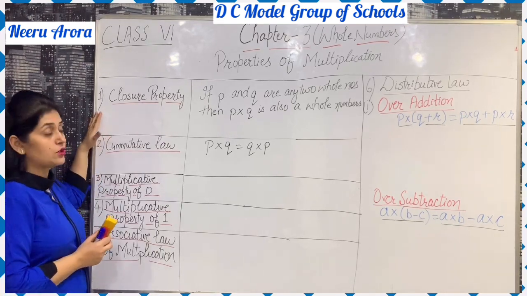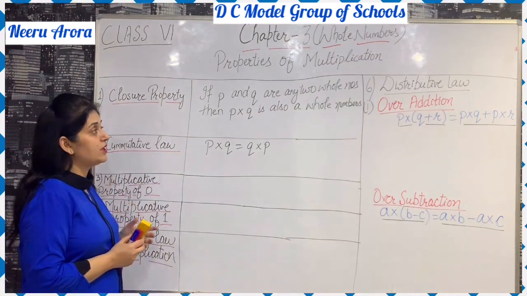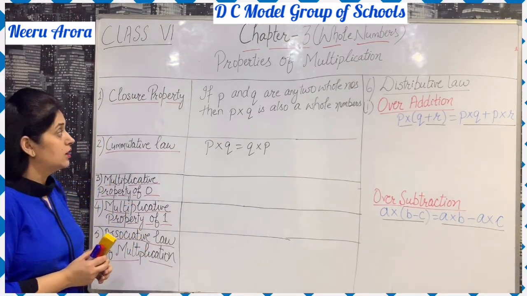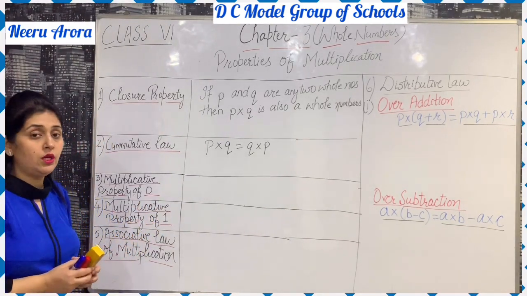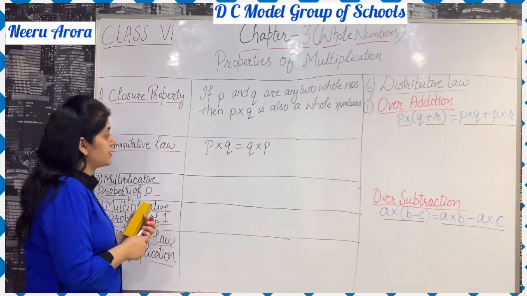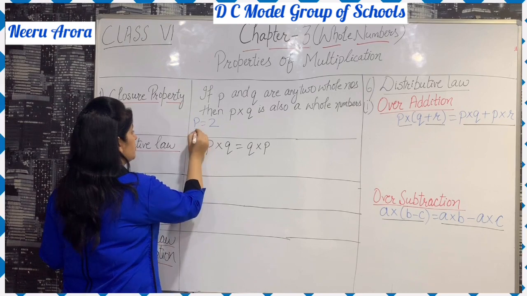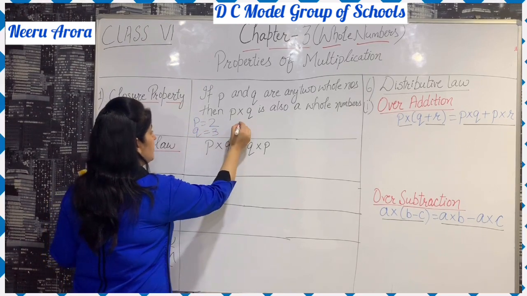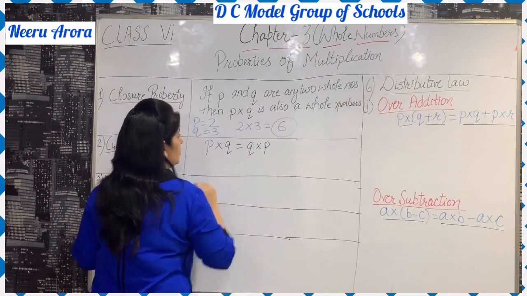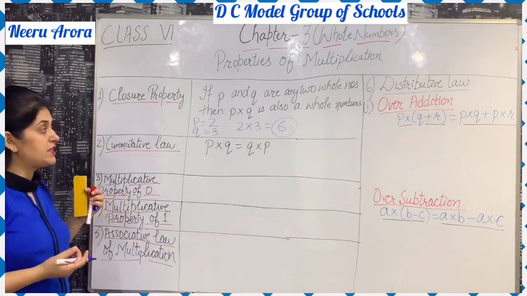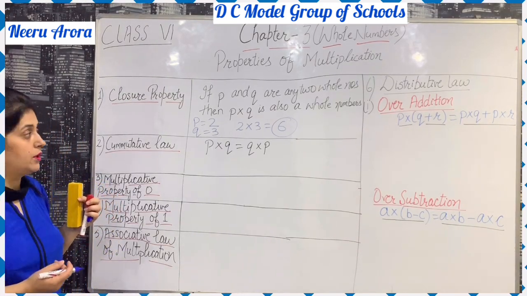First property is closure property. What closure property says is that if P and Q are any two whole numbers, we can say the product of any two whole numbers is also a whole number. Let's take an example: P is equal to 2 and Q is equal to 3. When we multiply 2 by 3, we get 6, and 6 is also a whole number. So what does the property say? The product of any two whole numbers is also a whole number.